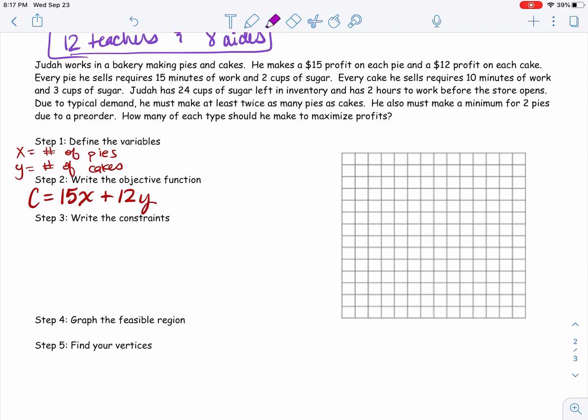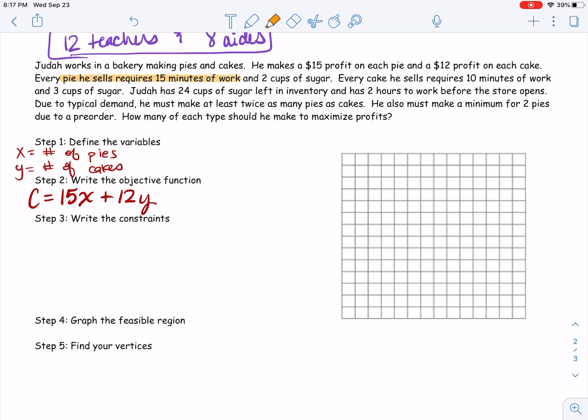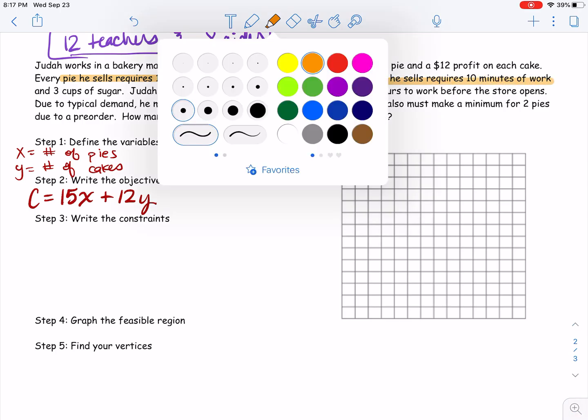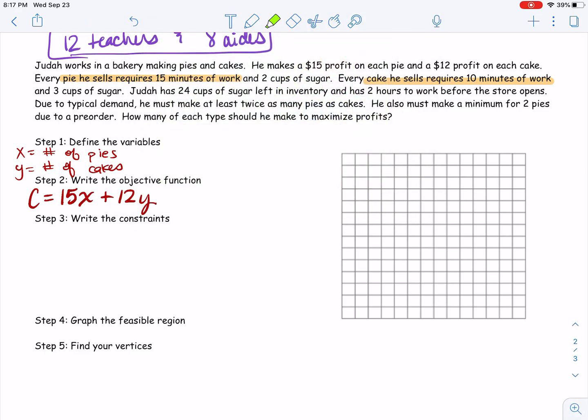So now I go and I think about sugar and work and all that stuff. So pie, 15 minutes of work. Cake, 10 minutes of work. Then I have, let's go lime green. Then pie is 2 cups of sugar. Cake, 3 cups of sugar. Okay. Sugar. Time. Okay. So, hopefully color coding will kind of help us here.